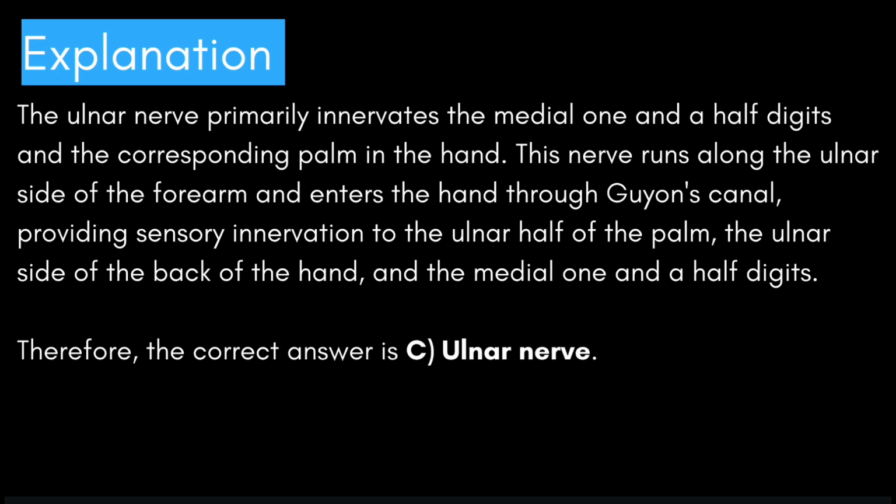The ulnar nerve primarily innervates the medial 1.5 digits and the corresponding palm in the hand. This nerve runs along the ulnar side of the forearm and enters the hand through Guyon's canal, providing sensory innervation to the ulnar half of the palm, the ulnar side of the back of the hand, and the medial 1.5 digits. Therefore, the correct answer is ulnar nerve. Nice one-liner question. Let's see why the other answer choices are incorrect.